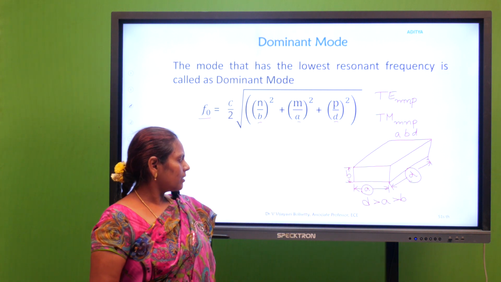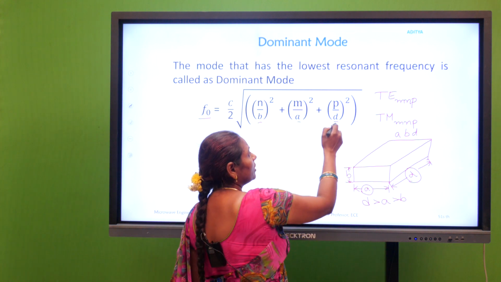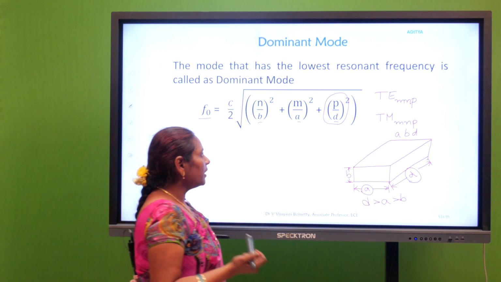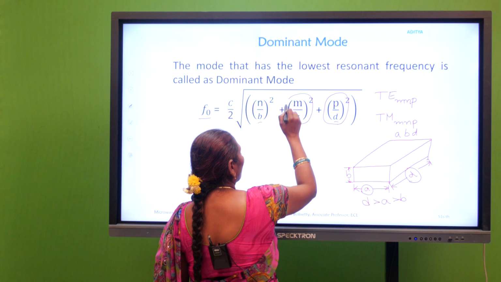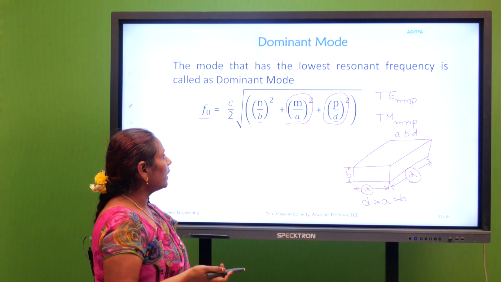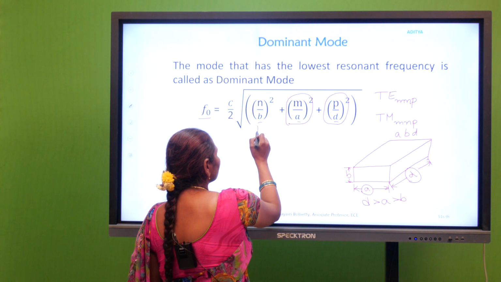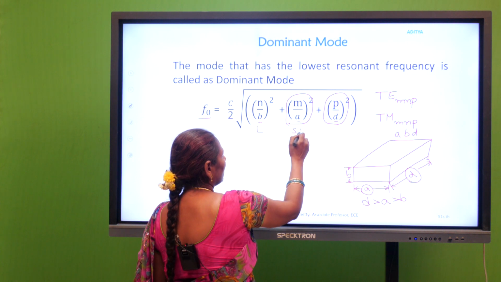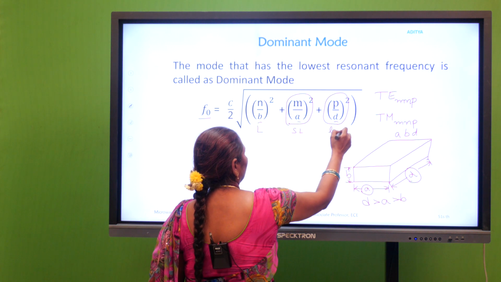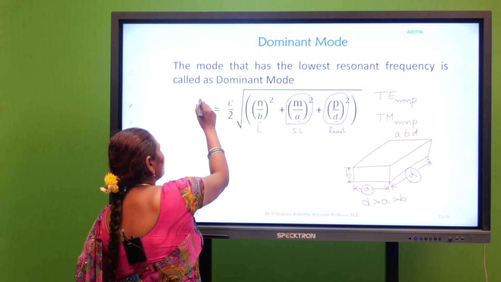So, if D is very large, that means as it is in the denominator, as D is large, this value will be small. And A is also large, so this value also can be a small value, where B is a small dimension. Generally, this value is the largest value, then second largest, and then this is the least value. So, we want the least resonant frequency, that means this F0 value should be minimum.